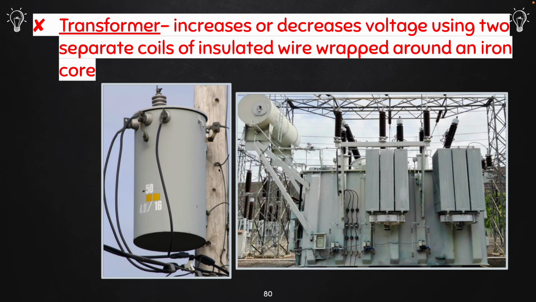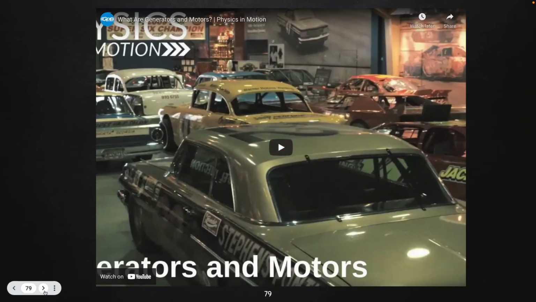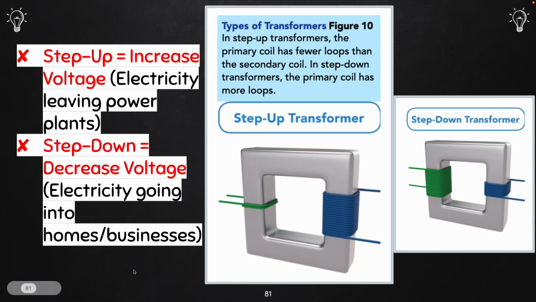So you guys will see a transformer like you see on the pole there. But out of the power company, if they need to step up that power to really get it pushed out to residential homes, you guys will see step-up transformers. So step-up transformers increase voltage, the electricity leaving power plants. Step-down transformers, like we just said, decrease the voltage, electricity going into homes and businesses.